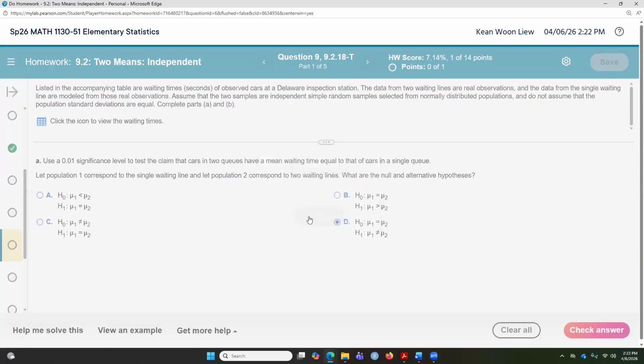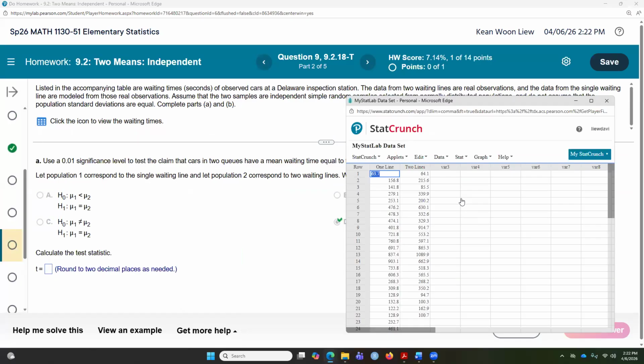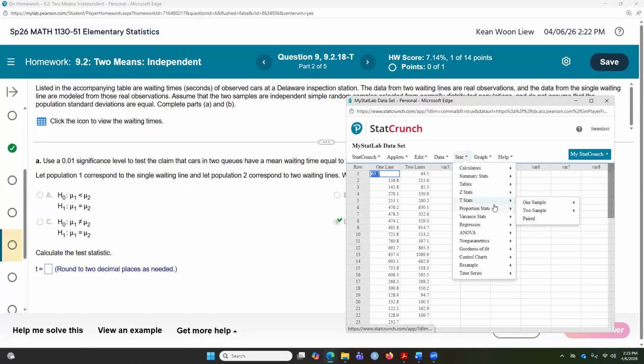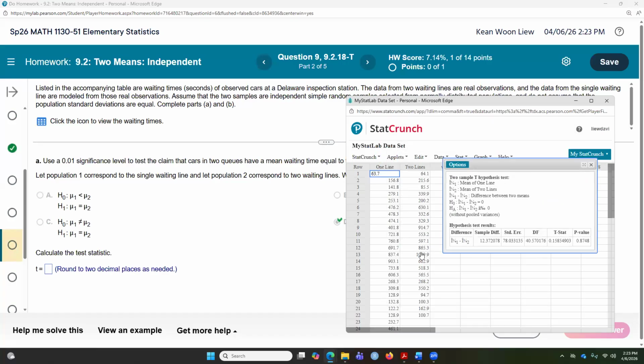If the next question asks you to find the test statistic, you import the data set here. Again, you go under Stat, T Stats, Two Sample, With Data, because we got data here. We have one line for the first one, because population 1 is a single waiting line, and population 2 is a two waiting line. Sometimes the question tells you which one it is. And we are doing equal and not equal to.